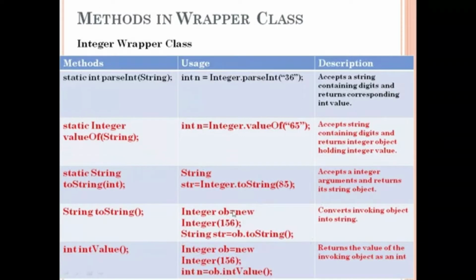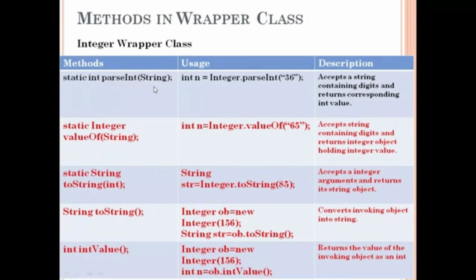So, the first one is parseInt. This one is a static method and it returns an integer value. Static means here it can have only one copy. You may invoke this method with the help of the class, not with the help of an object.